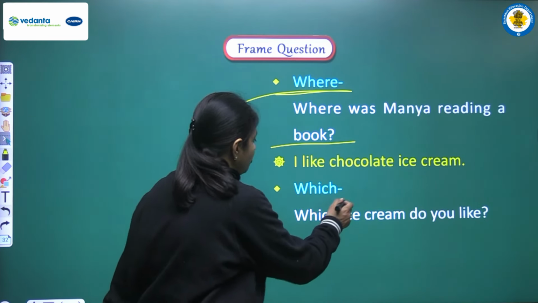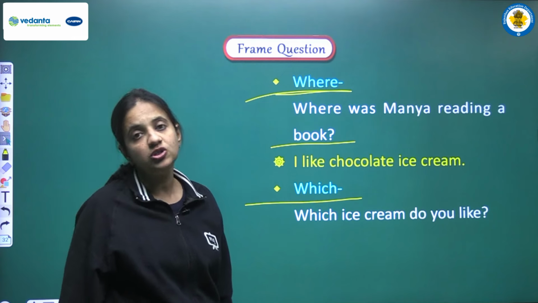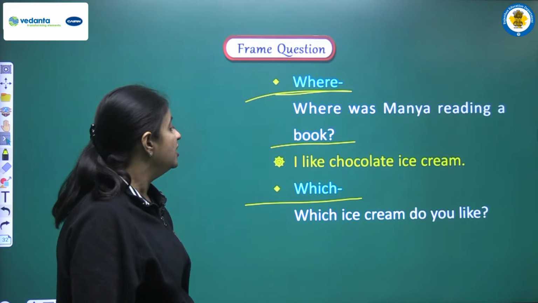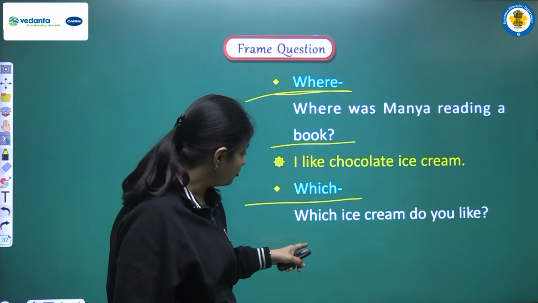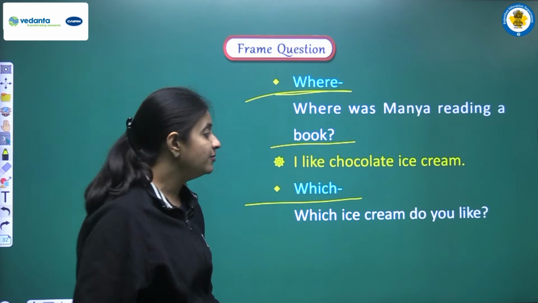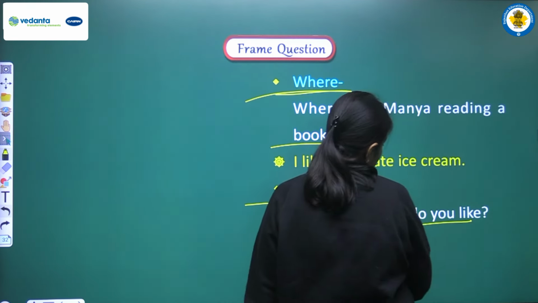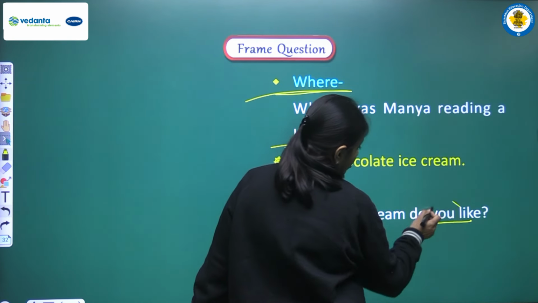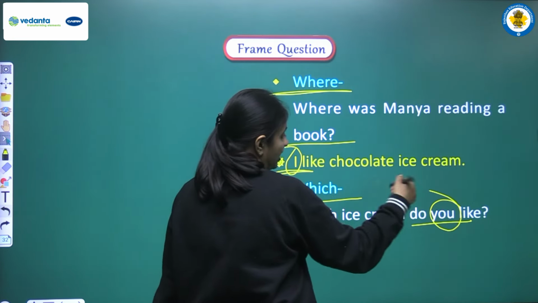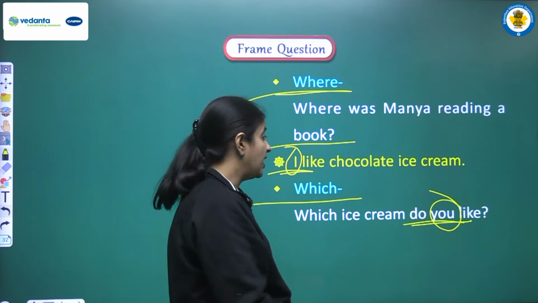Okay, now the next answer statement we are having here: I like chocolate ice cream. So now we have to make the question, and we have to use which as a WH word. So let's see how we can frame the question. Now the question will be: which ice cream do you like? So here, students, we can revise this thing, that we have to change the pronoun.